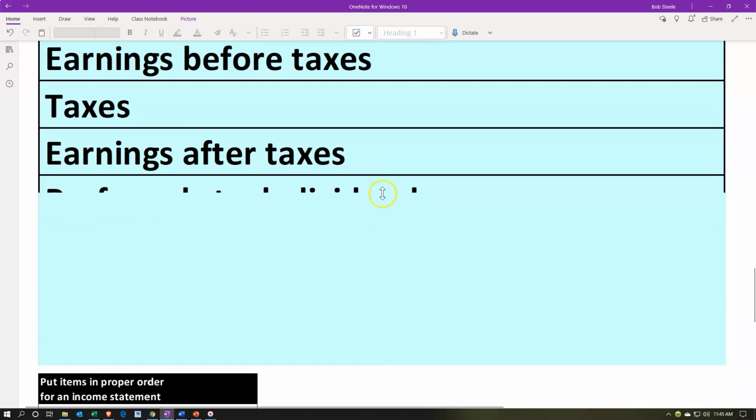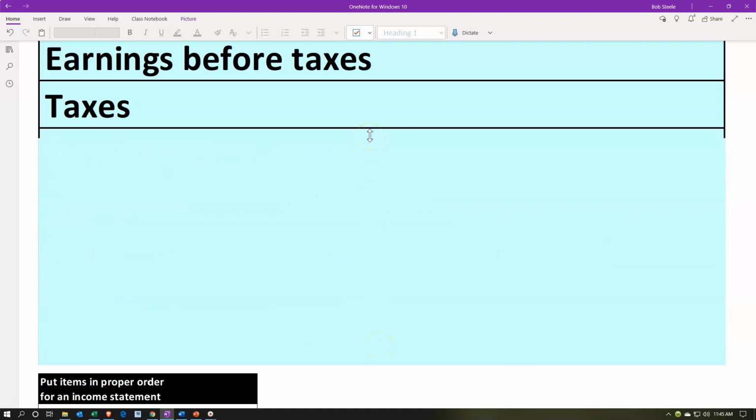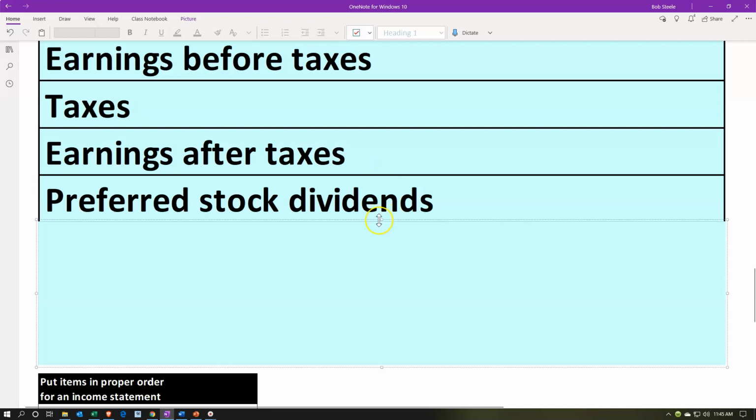Now, we could also have on the income statement a calculation of the earnings per share. The earnings per share calculation could be tacked on to the bottom of the income statement. So we're going to say we have the earnings after taxes. That's where we left off last time. Then we're going to take off the preferred stock dividends. Now, not all companies have preferred stock dividends.